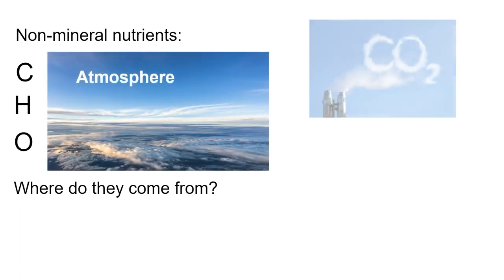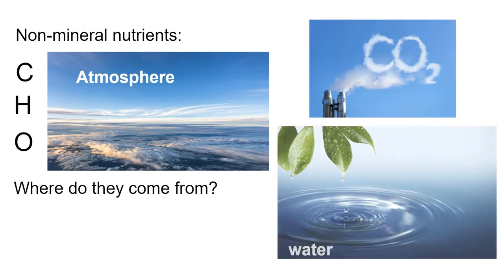But let's start with the non-mineral nutrients. What are they and where do they come from? Our non-mineral nutrients are carbon, hydrogen and oxygen, and we get them from the atmosphere as well as rain and water. By now you should know that CO2 is a greenhouse gas and one of the products of burning fossil fuels. But it's also a source for carbon as well as oxygen.